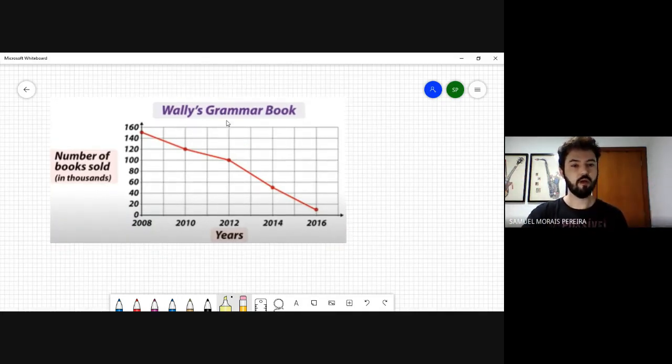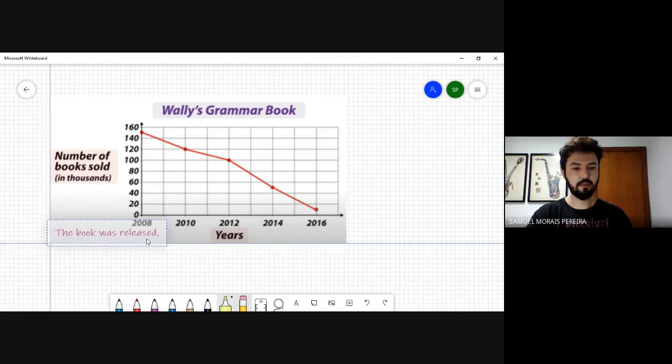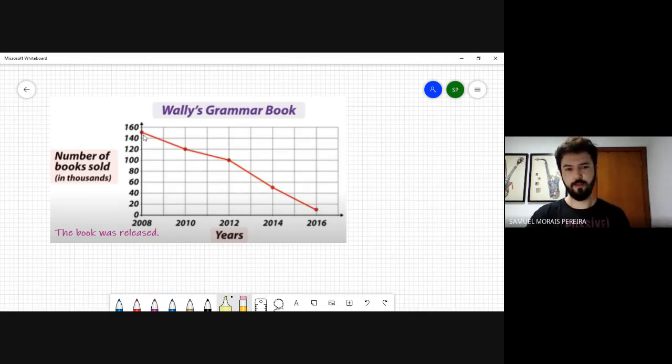So, we have here Wally's Grammar Book. So, Wally's Grammar Book é o livro de gramática do Wally. O livro de gramática do Wally, okay? The grammar book was released here in 2008. Olha, so the book was released. Samuel, o que é released? Ele foi lançado. So the book was released in 2008. And in 2008, when it was released, can you see? It was a success. Okay, a success.